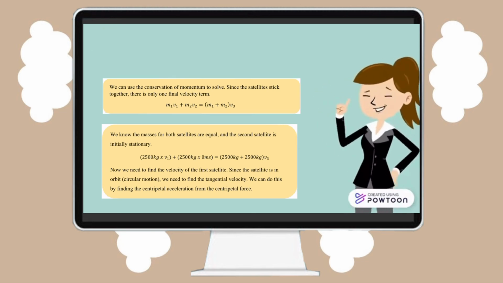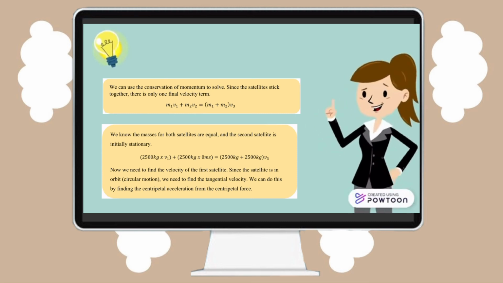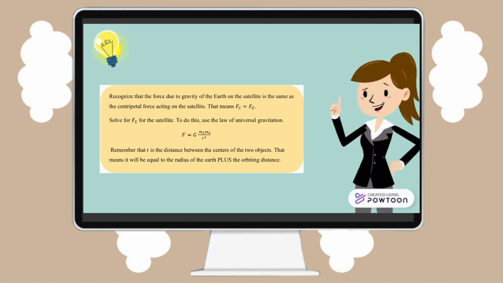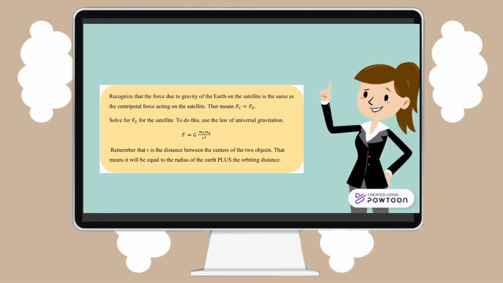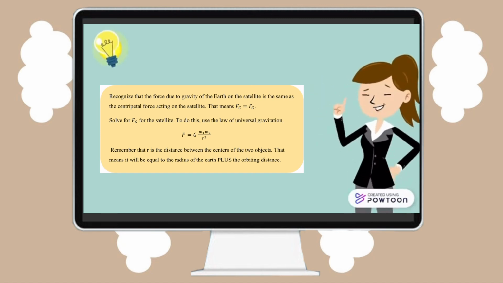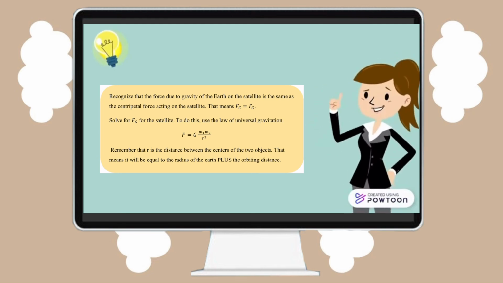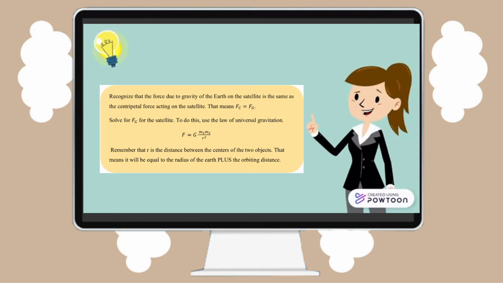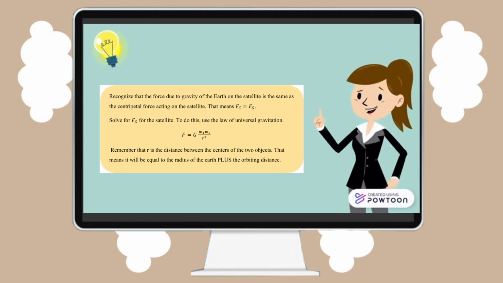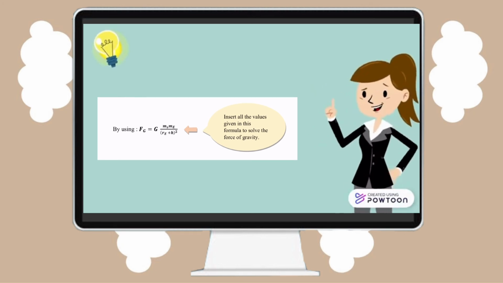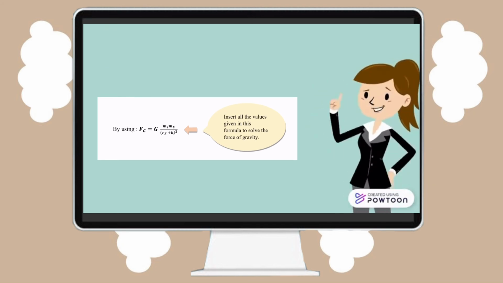We can do this by finding the centripetal acceleration from the centripetal force. We know that the force due to gravity of the Earth on the satellite is the same as the centripetal force acting on the satellite. That means Fc equals Fg. Solve for Fg for the satellite. To do this, use the law of universal gravitation. Insert all the values given in this formula to solve for the force of gravity.